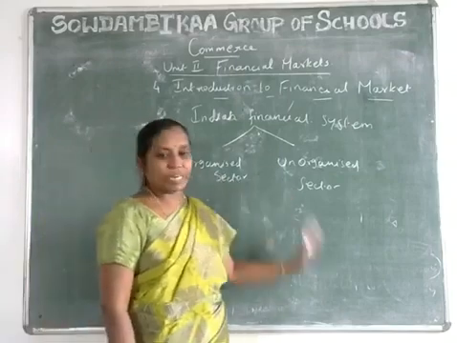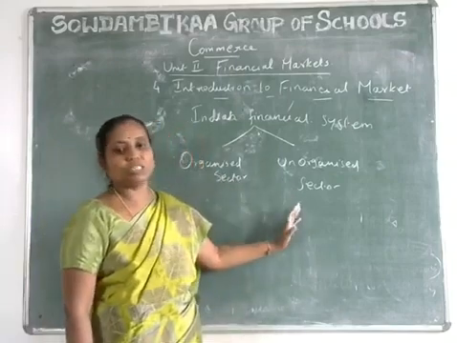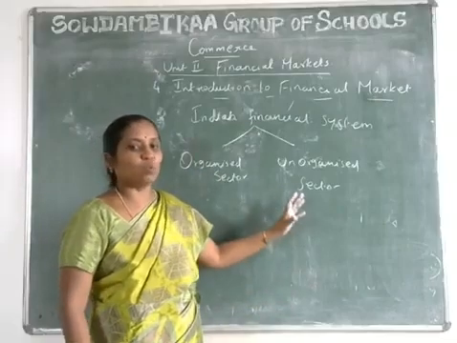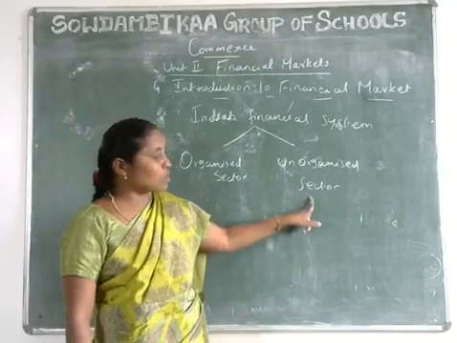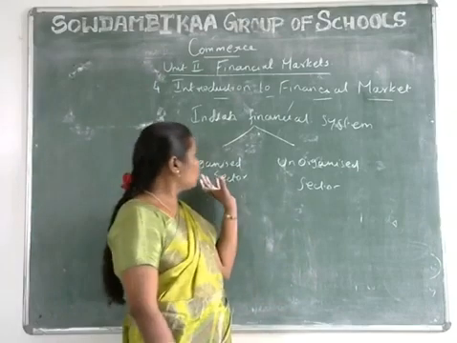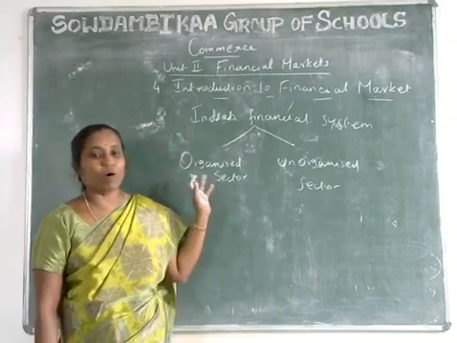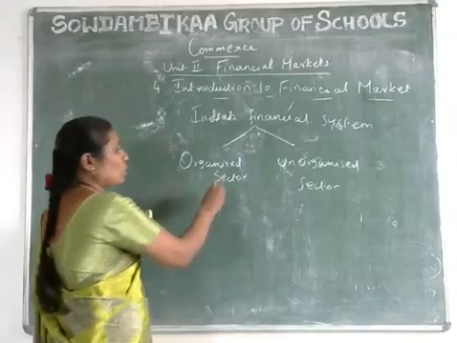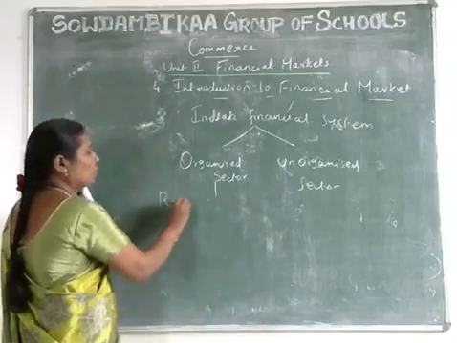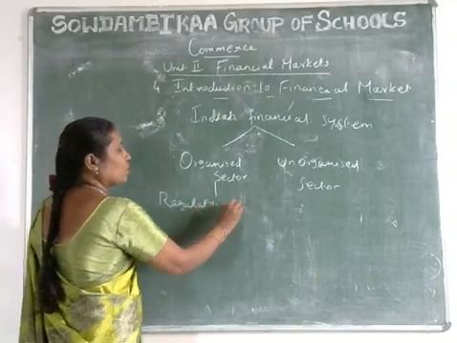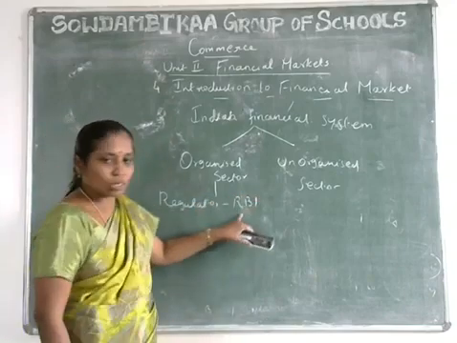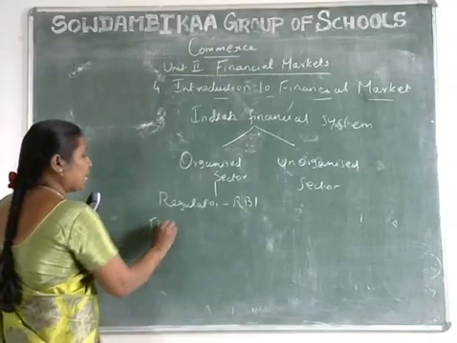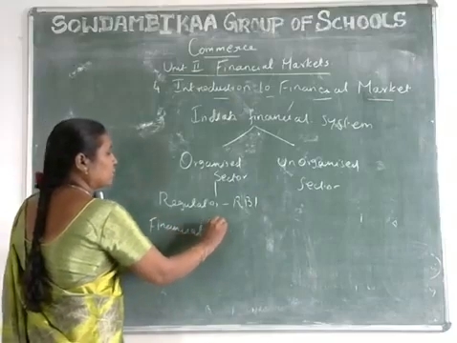What is meant by unorganized sectors? The rules and regulations are not governed by the government, so the individuals create their own rules and regulations. That sector is called the unorganized sector. Okay, what are the examples of the organized sector? Number one is a regulator. The regulator example is RBI. What is the abbreviation of RBI? Reserve Bank of India. Another one is financial markets.